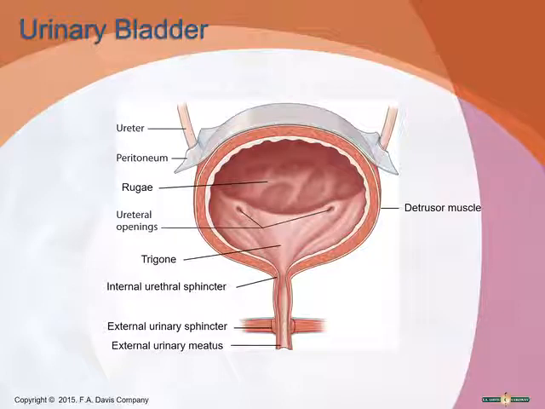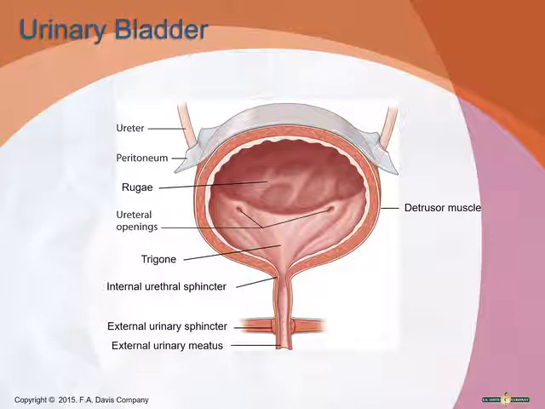The floor of the bladder has 3 openings, 2 from the ureters. They go behind the bladder to enter from below, and then 1 from the urethra. They form a triangular-shaped, smooth area on the floor of the bladder called the trigone. It's pictured right here. Here's the openings for each ureter, and then the opening for the urethra. So this part right here is called the trigone. This is usually where infections will start. Somebody gets a bladder infection or a UTI.